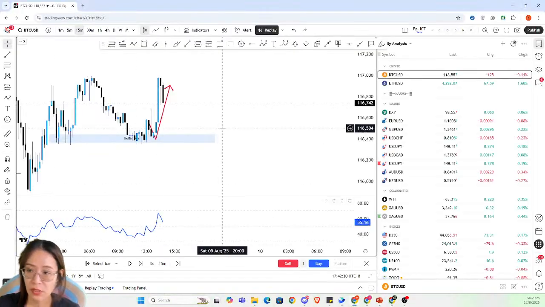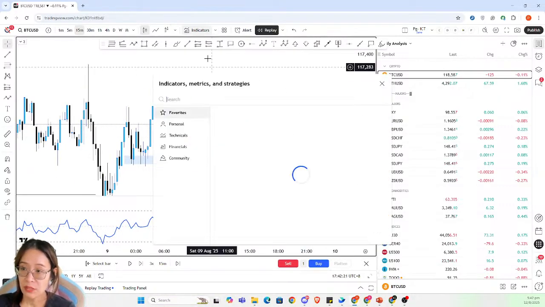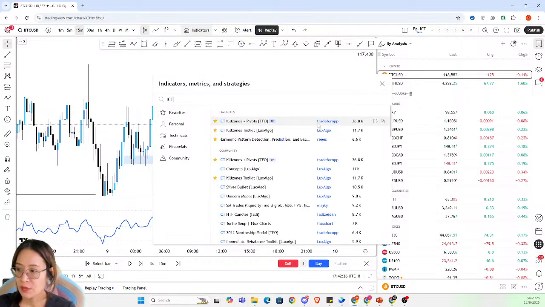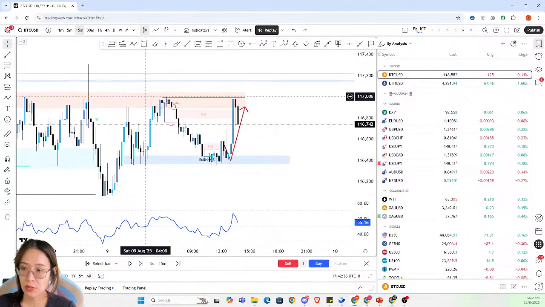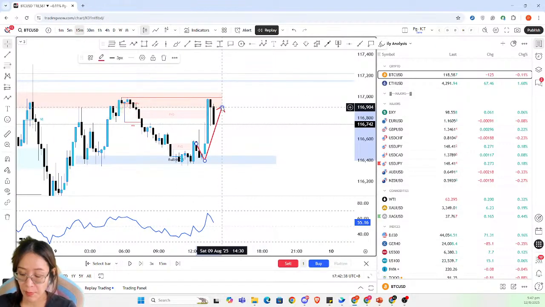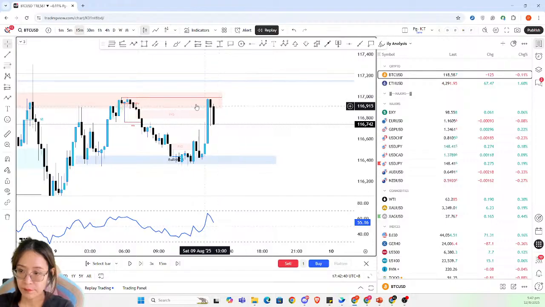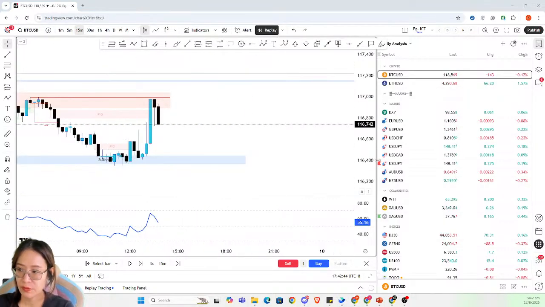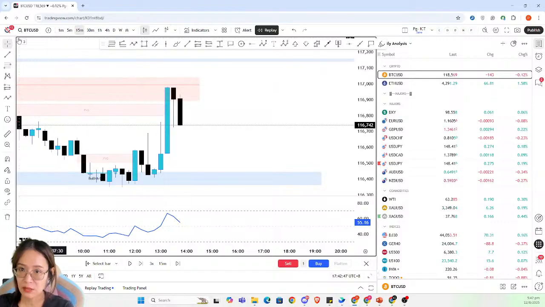What I do is go to TradingView. If you want ICT indicators, they are right here. Maybe you can use this one, but I don't use it. If you want to, you can go and try it out. Usually I map the zone myself. So this is the indicator that you can see here.